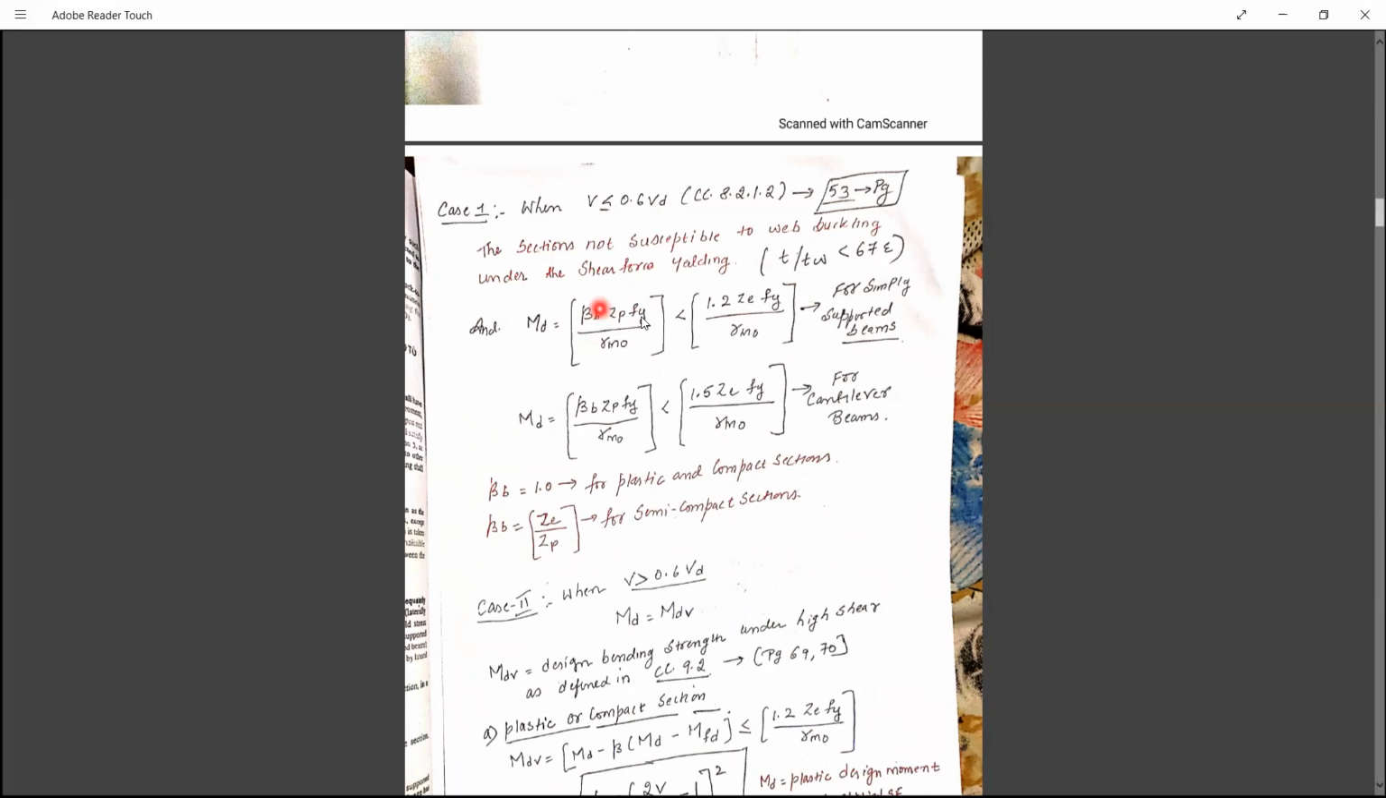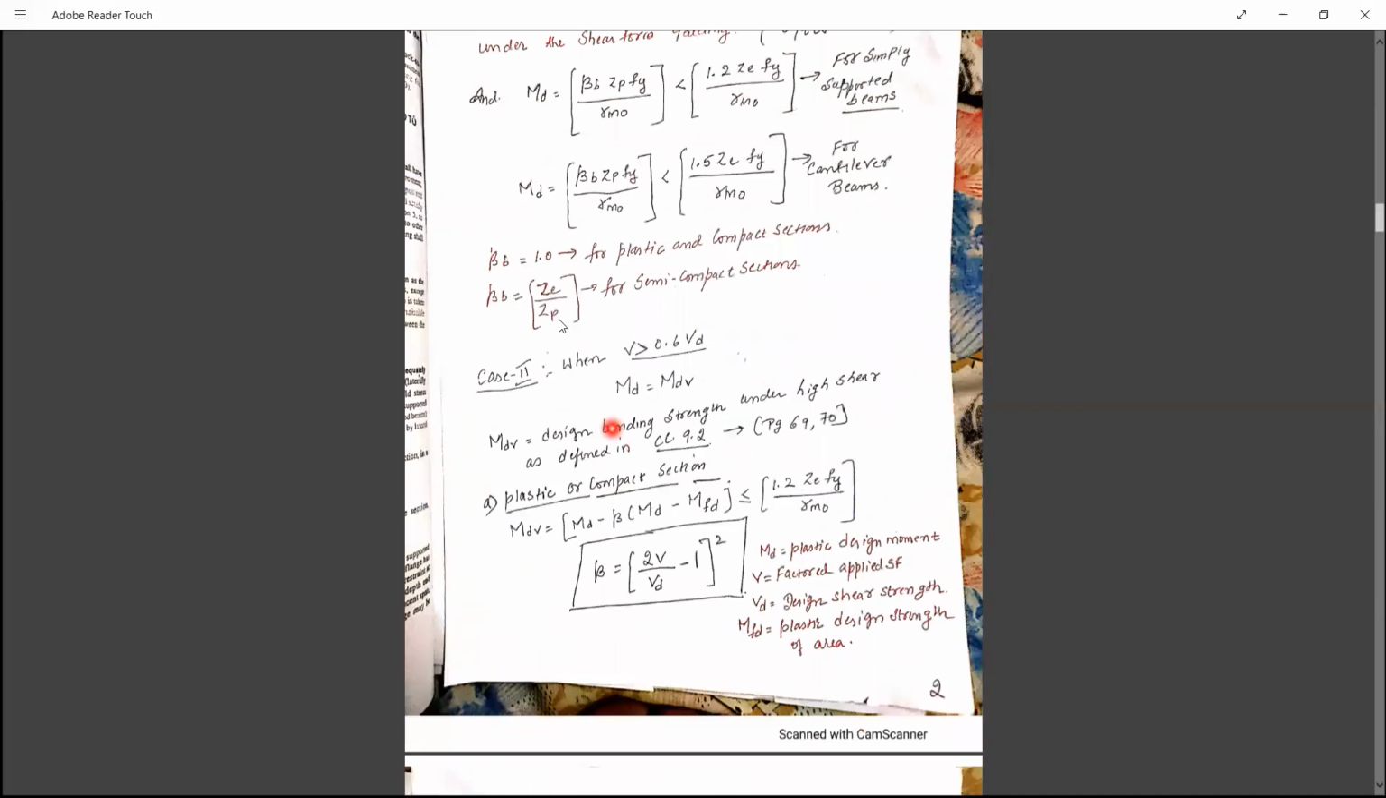Generally we design a beam for a plastic section initially. This is for simply supported beams, and this is for cantilever beams. For a semi-compact section, it is Ze by Zp. Rarely do we come across semi-compact sections, but these values range only between 1 and 2. It doesn't go more than 1.3 or 1.4, something like that. But generally, we design our beams based on plastic sections.